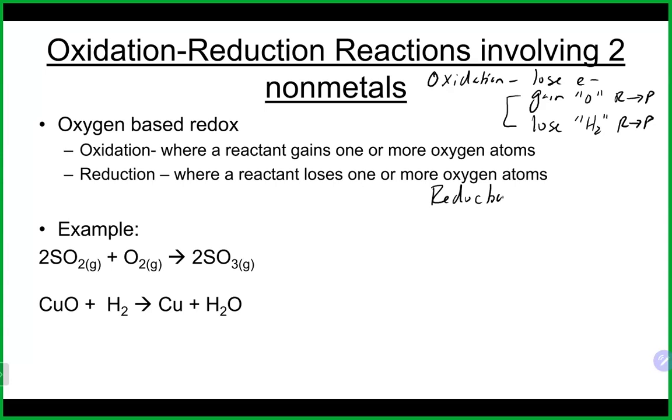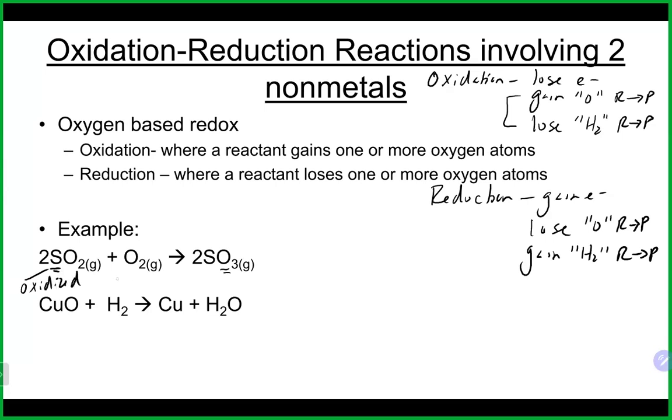Reduction, again, is gaining electrons, losing oxygen as you go from reactants to products, and gaining hydrogen as you go from reactants to products. So again, if we take a look at the sulfur here as it goes from left to right, it has two oxygens and it gains some oxygen. So the sulfur here is being oxidized, and the oxygen here is actually being reduced in this case.